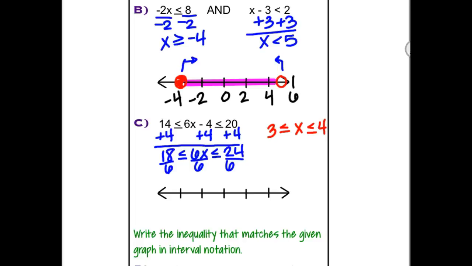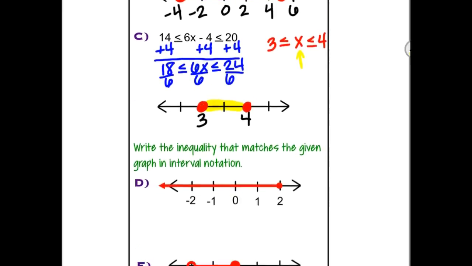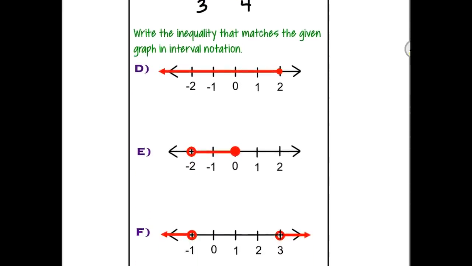So when I do my graphing, I'm going to do my 3 here, I'll do my 4 here, just to space things out a little bit. And both of them are going to be closed circles. So we got a closed circle here, and a closed circle here. And as it shows in here, x is in between my numbers, so we're going to shade in between my numbers.